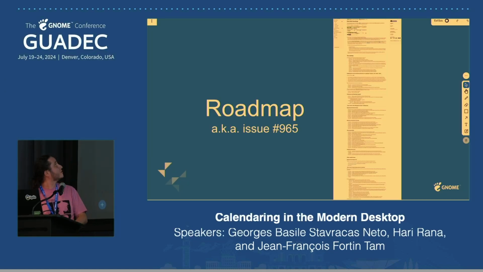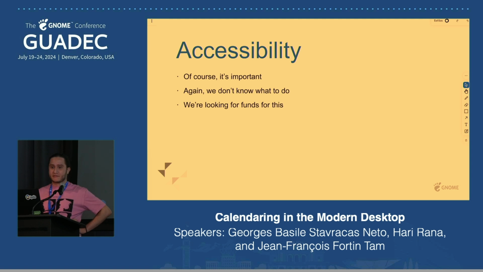Let's run through the rest of the slide deck. We have a roadmap. It is pretty big. It is incredibly big. Of course, the first thing we want to get out of the way is accessibility. The only thing that we don't really know how to get out of the way is accessibility. Yeah, if anybody knows, let us know. We're looking for funds for this. We want to see if we can put a paid developer to get this thing done.